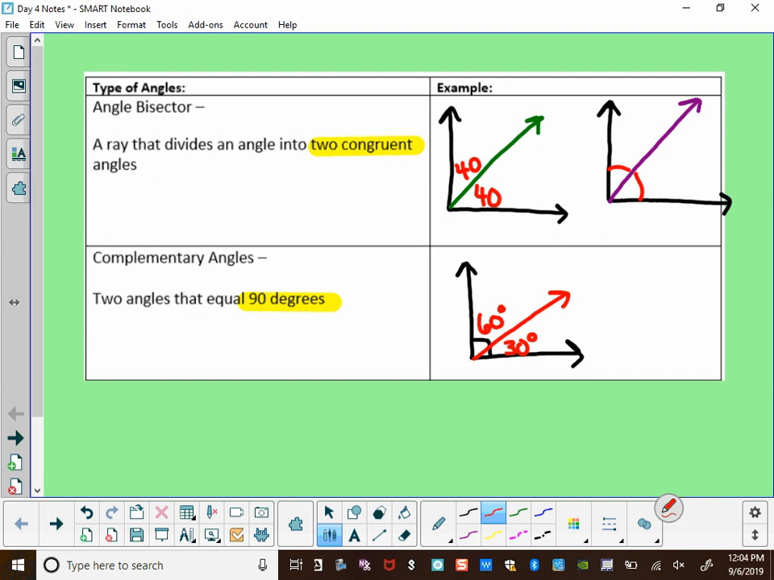You can choose whatever numbers you want. You can do 40 and 50, 10 and 80. Doesn't really matter as long as both angles add up to equal 90. I'll do the first 2.